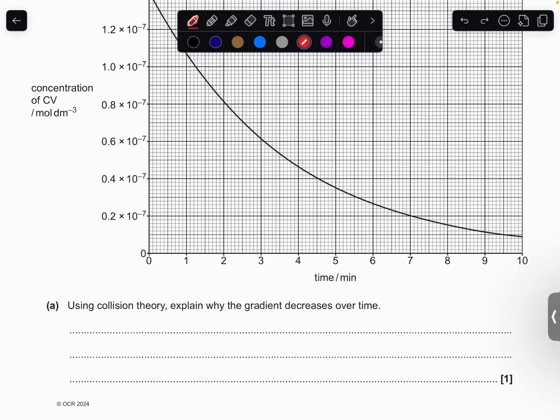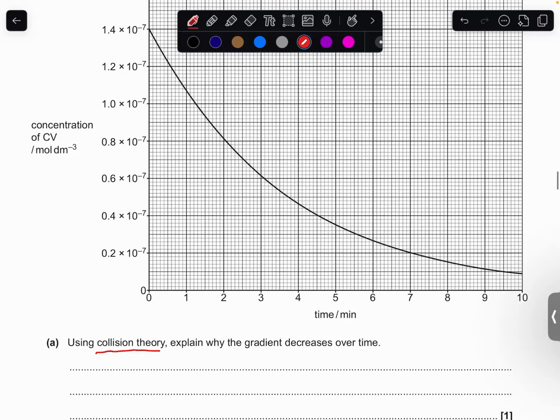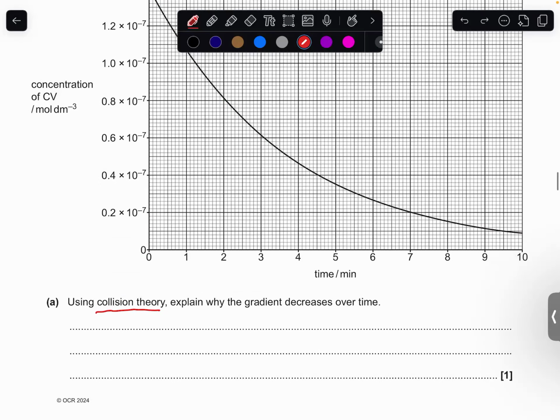Before we answer the main question, it's asking you, using collision theory, which we learned in year 1, to explain why the gradient decreases over time. So initially the gradient's this, but over time it gets less and less. We could draw longer lines there to get a more accurate gradient. And there's 2 points to this.